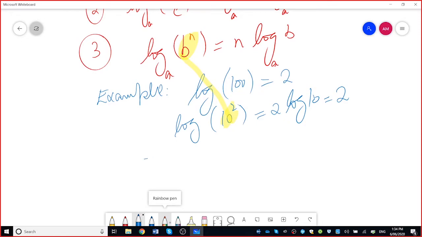So these are good. Now I'm just asking you: what if it is log of a to the base a? What is the answer? Is it equal to 1? Yes, 1. Look at the formula which I asked you to write. Okay, let me ask you one more thing. What is log of 1 to the base a?